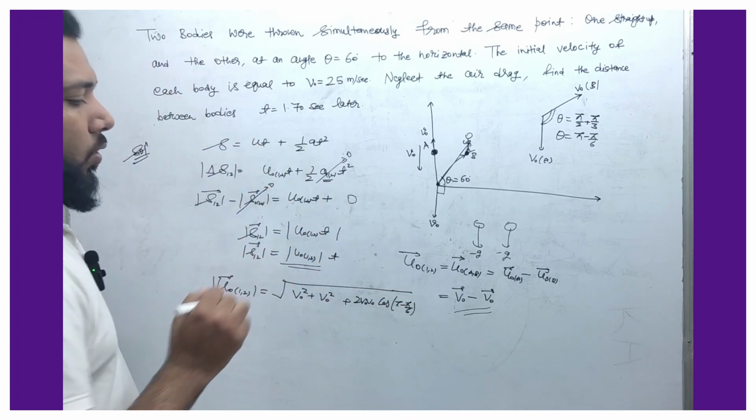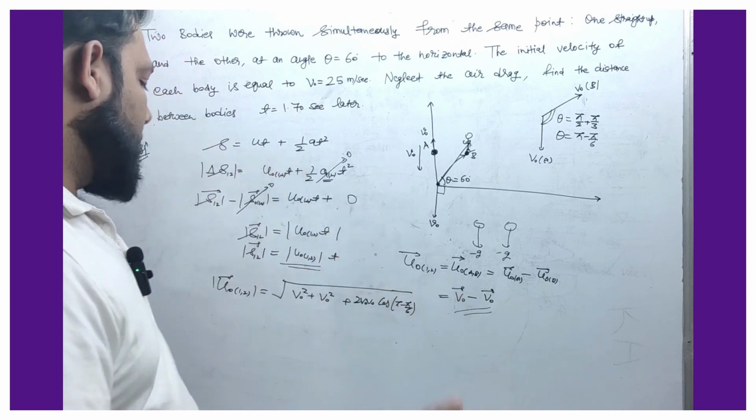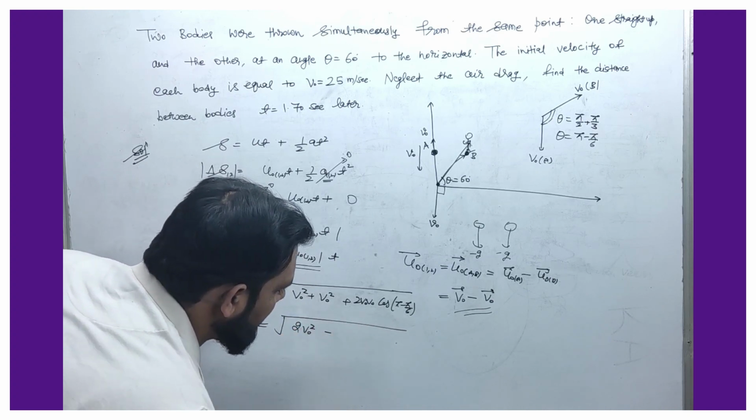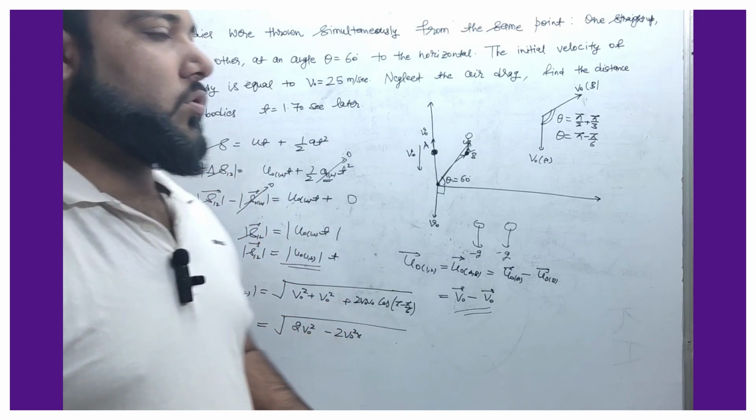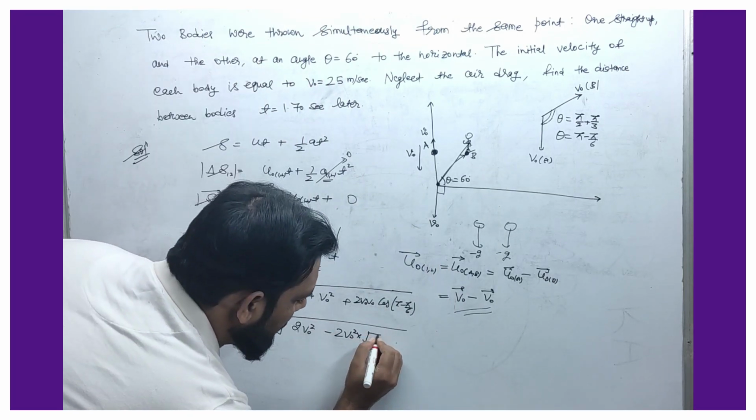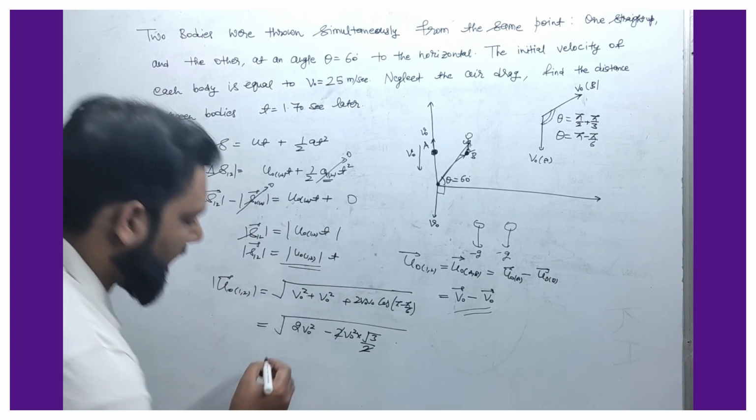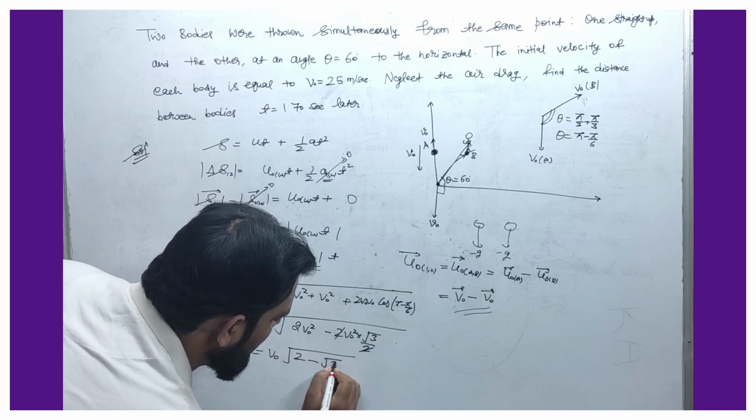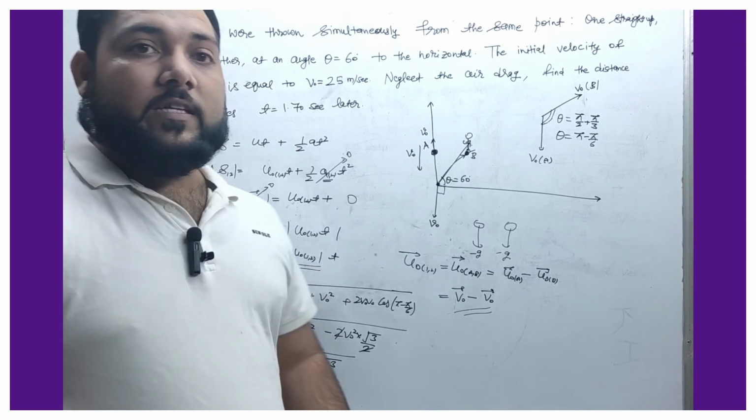Is it okay guys? Now we know cos of pi minus theta; in the second quadrant the cos will be negative. So if we further solve it, that will come out to be 2 v naught square minus 2 v naught square times cos pi by 6, cos 30, that is root 3 by 2, and here the negative sign will come. So root 3 by 2, okay guys. We take v naught outside, so this value comes out to be 2 minus root 3. Is it okay guys? Up to here everything is clear.